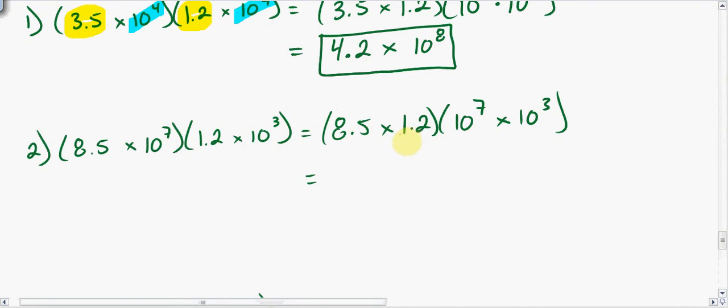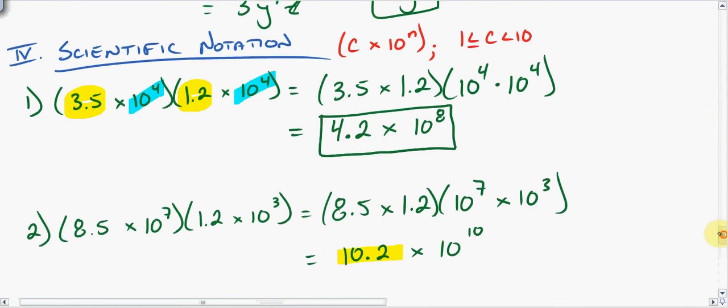8.5 times 1.2 gives me 10.2 times 10 to the 7 plus 3, that's 10 to the 10th power. So here's an example where we have a C value that falls outside of this range. What do we need to do? We need to move the decimal so it falls within that range.